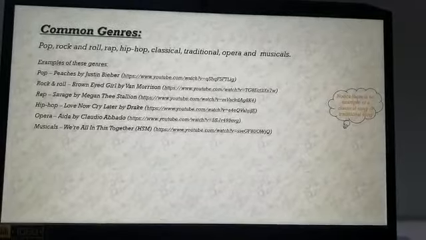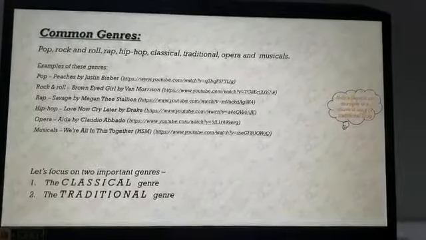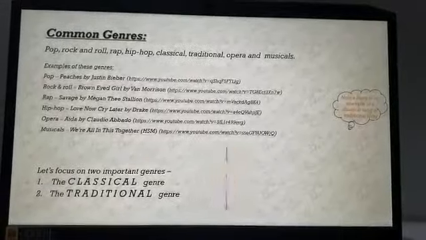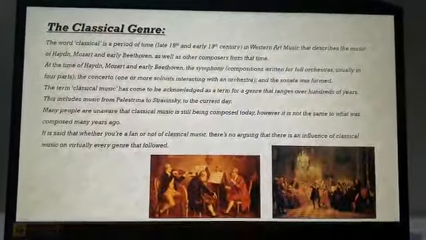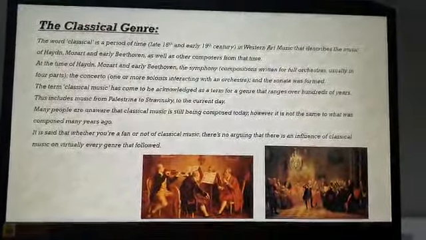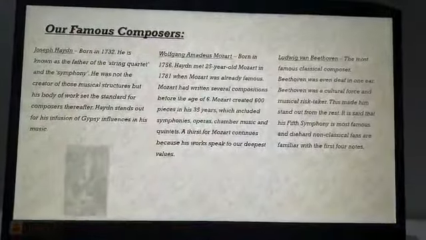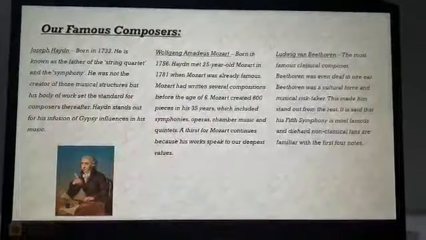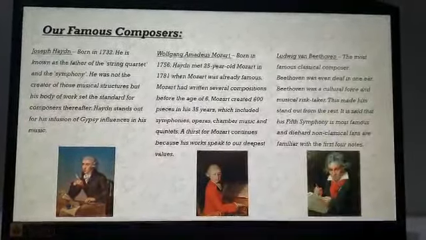Allow learners to ask any questions at this point. Thereafter, we will introduce the main topics of today's lesson, the classical genre and the traditional genre. With this, we will introduce the classical genre by reading through the brief history of the classical genre. We will thereafter be exposed to the famous composers of the classical genre. Their brief histories and images will be provided.